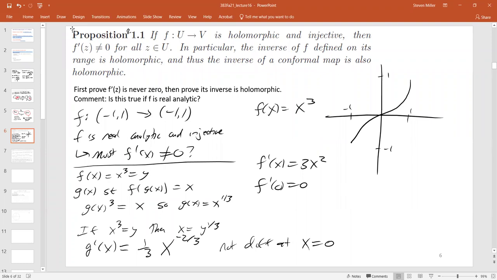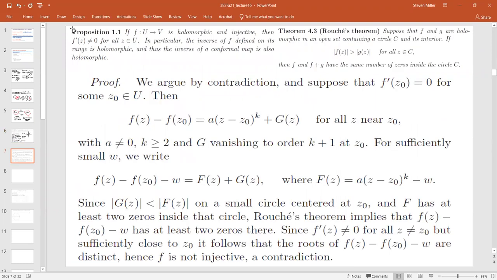I want to go over the proof that they gave in the book. I'm going to modify it a little bit, but I want to just post it up here and talk about how dense these proofs can sometimes be. So we want to show that f prime of z can't be zero if we have this holomorphic injective function from u to v. I would have argued a little bit differently.